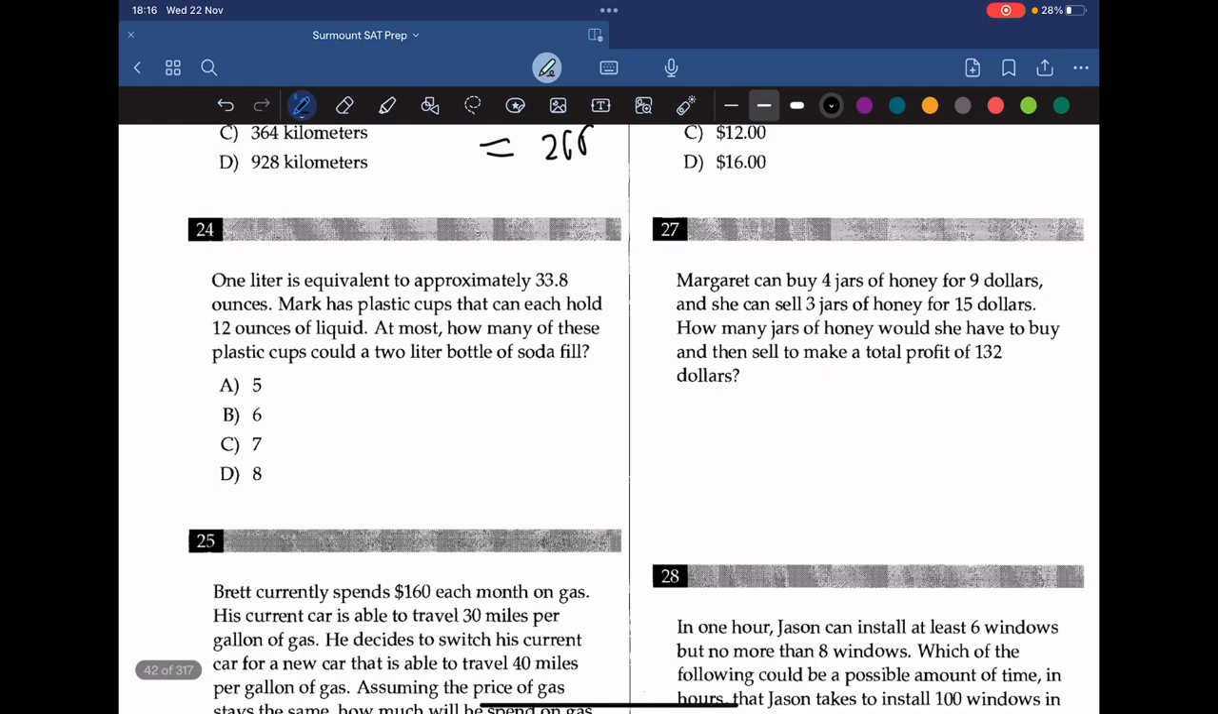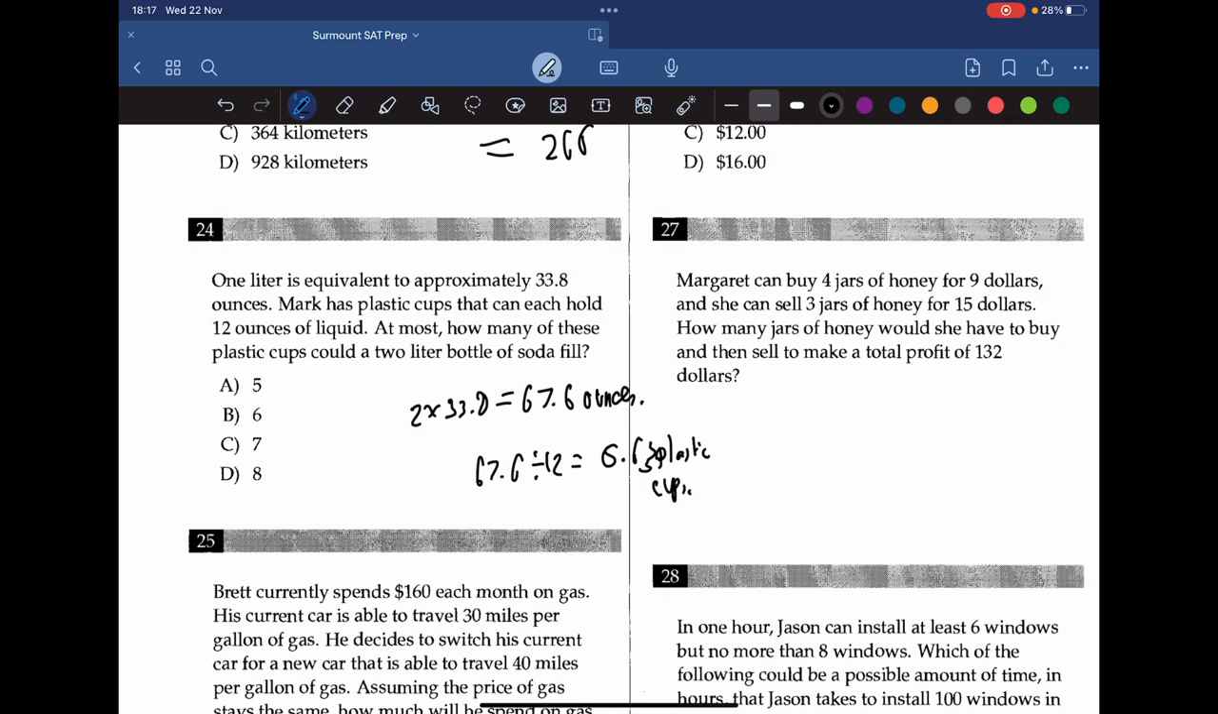Okay. 1 liter is equivalent to approximately 33.8 ounces. Mark has plastic cups that can each hold 12 ounces of liquid. At most, how many of these plastic cups could a 2-liter bottle of soda fill? So 2 liters is equivalent to 2 times 33.8 ounces, which is 67.6 ounces, which can fill up 67.6 divided by 12, which is roughly 5.63 plastic cups, right?